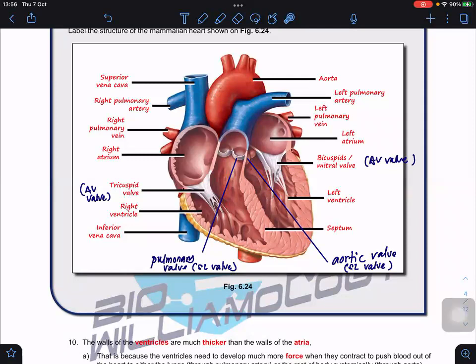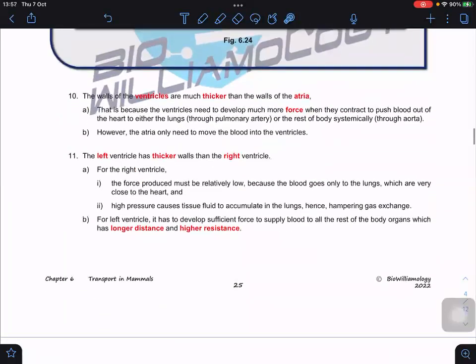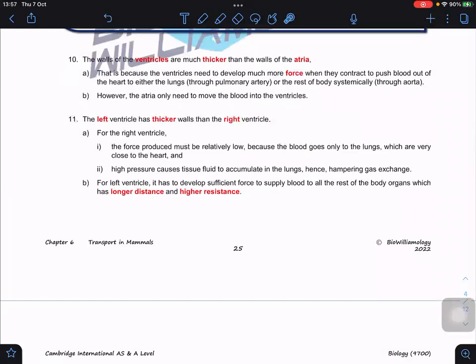So always explain in terms of distance and also resistance. Therefore, we need more cardiac muscle to be thicker. Clear? The wall of the ventricle is much thicker compared to the atrial wall, because the ventricle needs to develop much more force when it contracts, since it goes to the lung or the systemic circulation. However, the atrium only needs to move the blood into the ventricle, so the atrial wall does not need to be thick.